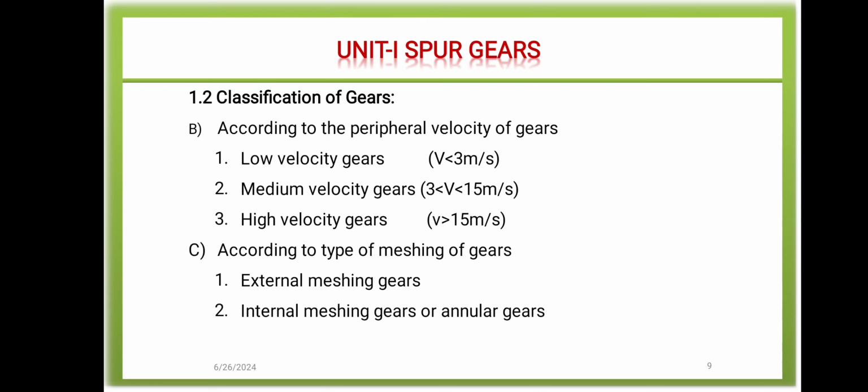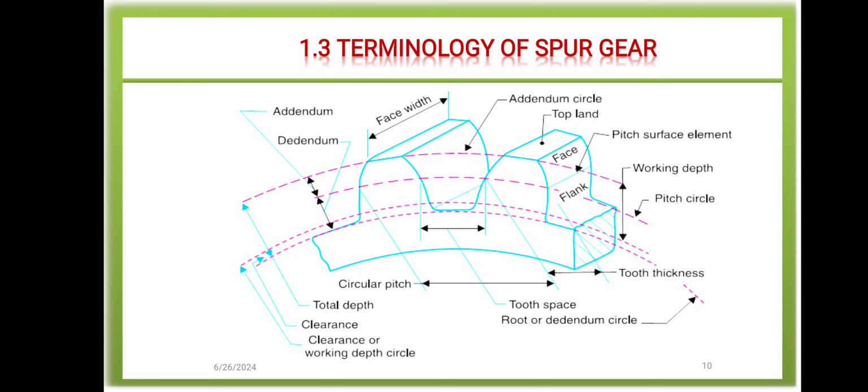After classification, one must understand the basic terms of the spur gear, which is the basic form of the gear. Here you can see the addendum, dedendum, pitch circle, pitch surface element, then addendum circle, dedendum circle, face width, face, and flank.